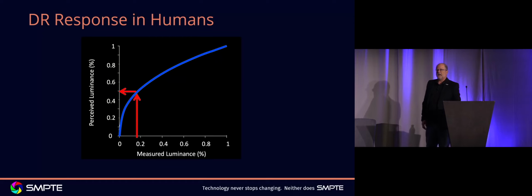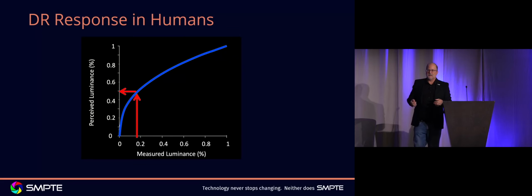HLG, or hybrid log gamma, was pioneered by BBC in the UK and NHK in Japan. They use a kind of hybrid system. Well, it's in the name. Wow, I'm not a genius here.